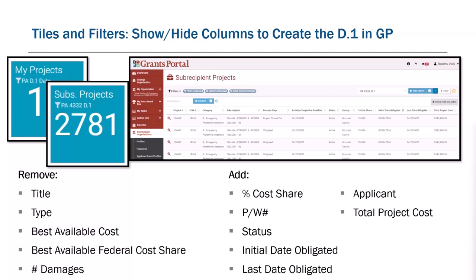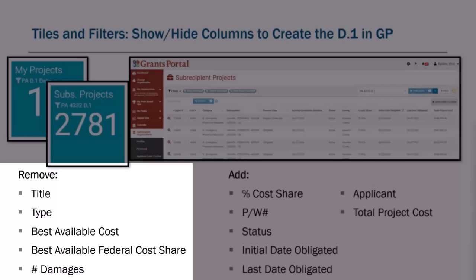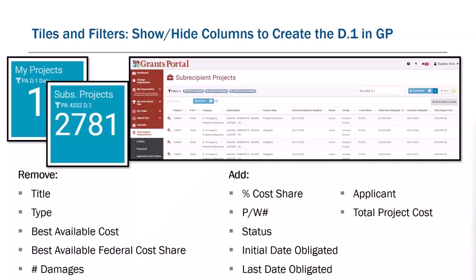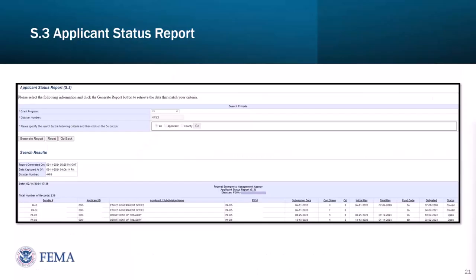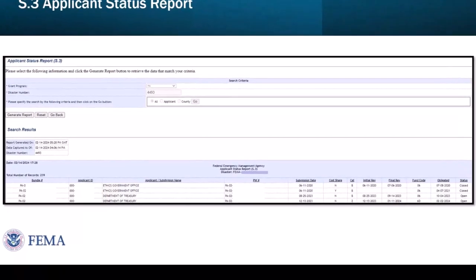Future development will include being able to add actual completion date and work completion percentages. So using the show hide columns, you're going to remove these, you're going to add these, and then you will save that filtered list and can create a tile so you do not have to recreate this every time. You can go ahead and save that and have a D1 tile set, and we will demonstrate that later in this presentation. So moving on to the S.3 Applicant Status Report, here's what it looks like in EMMIE.